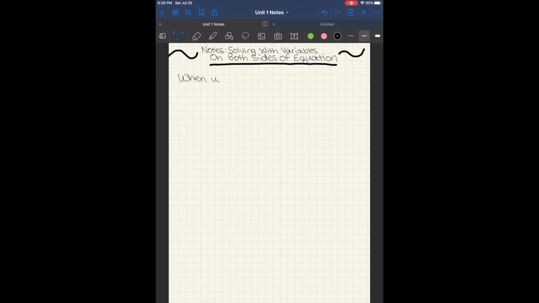Notes is about solving with variables on both sides of the equation. So when we're working with an equal sign, we are doing things in reverse PEMDAS order, which is SADMEP, once again.